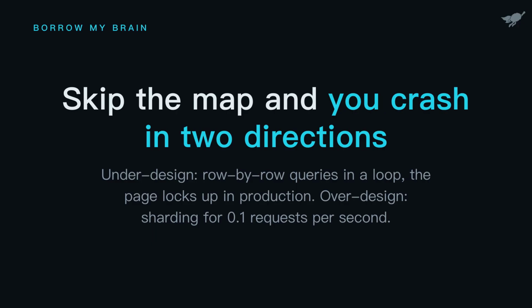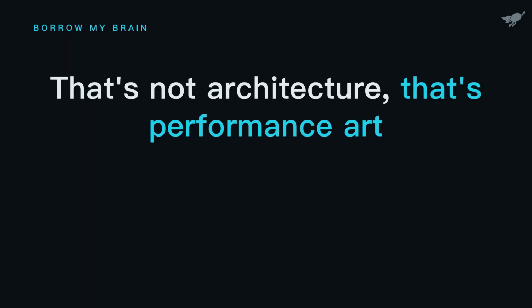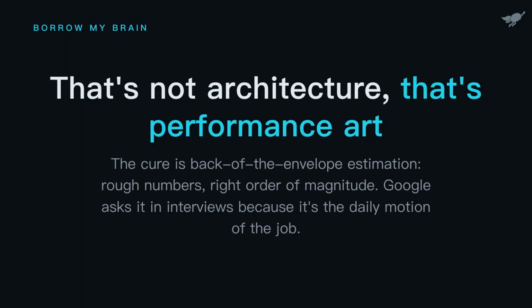The other direction is over design. An internal tool, 10,000 requests a day, which averages out to 0.1 per second. And you give it sharding, a message queue, and 3 replicas. That's not architecture. That's performance art. The cure for both diseases is back-of-the-envelope estimation. Rough numbers on the back of a scrap of paper worked out to the right order of magnitude. Google puts it in interviews not to mess with you, but because this is the actual day-to-day motion of the job. To estimate fast, you need the second table.